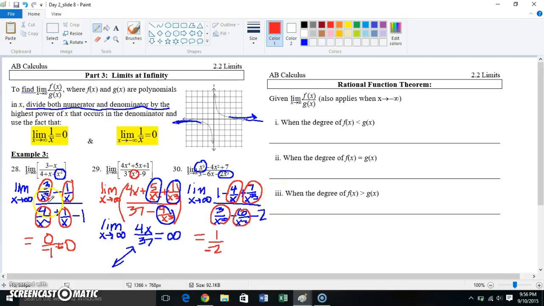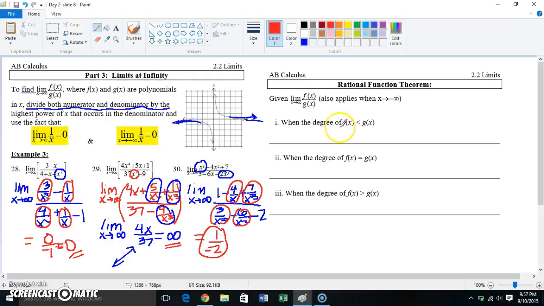Okay, now taking a look at these three examples, in the first problem, number 28, we had a degree 1 in the numerator, a degree 2 in the denominator. And in the end, we got 0. In number 29, we had a 4th degree in the numerator and a 3rd degree in the denominator. So larger in the top than in the bottom. And this one went to infinity. Number 30, we had same degree in the numerator and denominator. And this resulted in a 1 over negative 2.